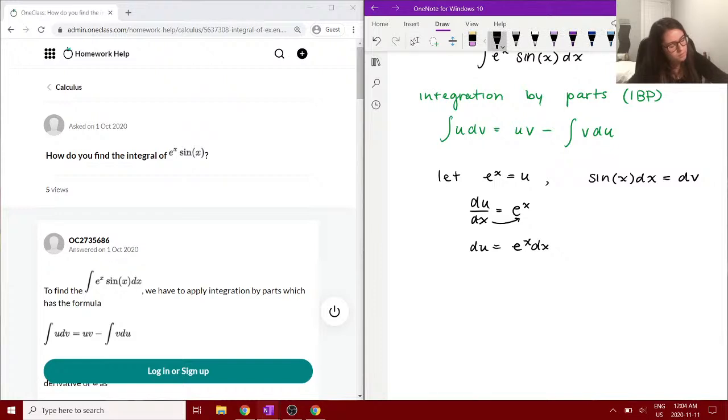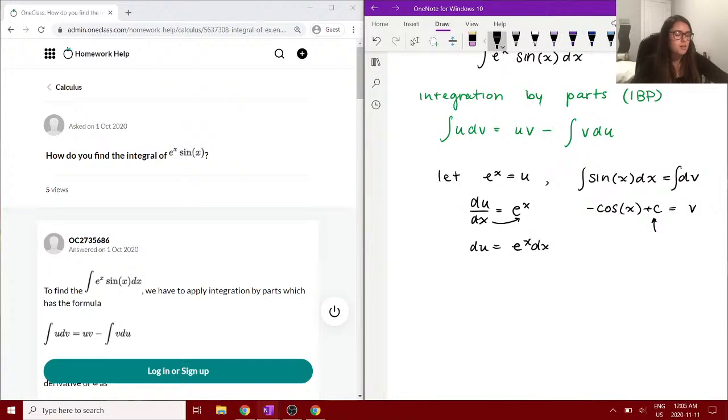So for this sine x dx term, for the exponential term that we just did, we took the derivative. But for the sine x term, we're going to take the integral so that we can see what the non-integrated version looks like, okay? So we're taking the integral of both sides. We know that the integral of sine x dx is negative cosine x plus c, some constant, and that is equal to v because the integral of dv is just v, okay?